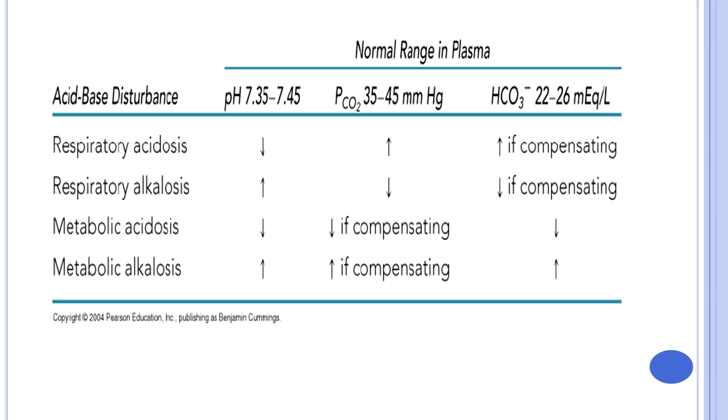If you watched the other video and you still didn't get it using that nifty little chart, you could memorize this table and draw it out, and then you could also determine which one it is. Remember, see where it says "if compensating": if it's uncompensated, then it would be in the normal range. If the bicarbonate was not compensating, it would be between 22 and 26. And if the lungs aren't compensating, the carbon dioxide would be between 35 and 45.